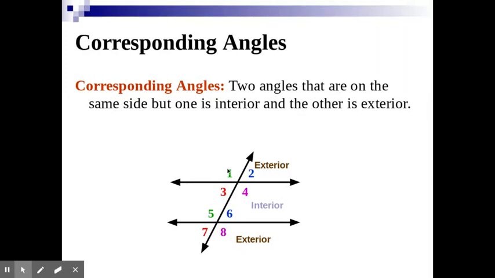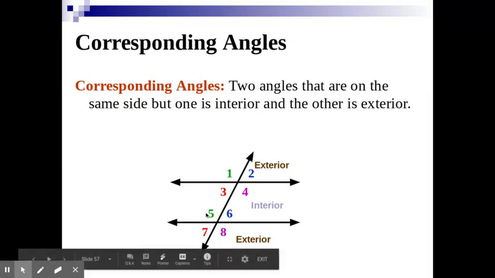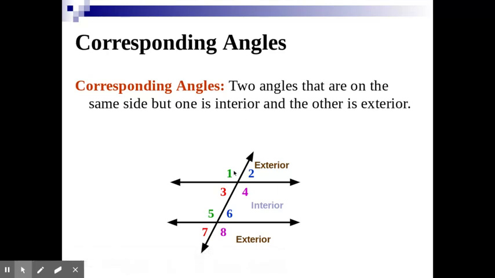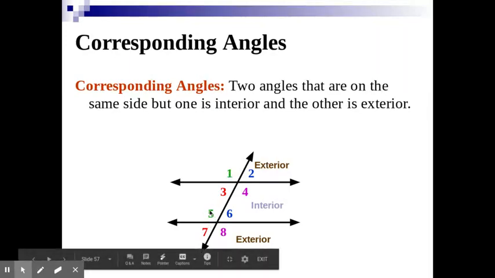Supplementary. So that's already taken. 1 and 5 are corresponding, and it's called corresponding because if you just look at the parallel line and the transversal, 1 is in the top left position. So 3 is in the bottom left, 4 is in the bottom right, 2 is in the top right. So if 1's in the top left, what's in the top left of the bottom one? 5.